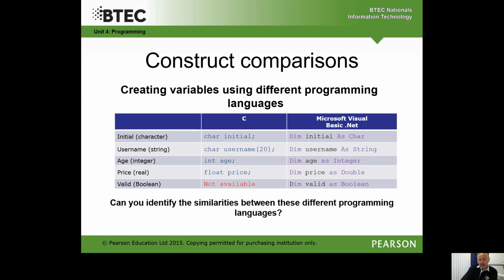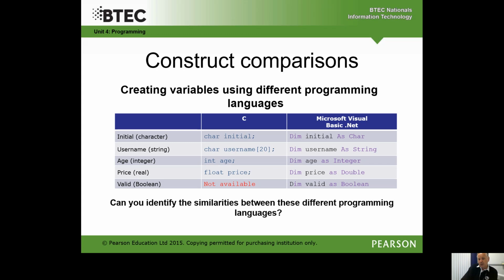Username would have a string of characters. In C, char username 20, which means this particular string has a maximum length of 20 characters. Dim username as string is used in Microsoft Visual Basic. Age would be an integer because an age is a number without decimal places. So it's int age, semicolon, in C, and dim age as integer, in Visual Basic. Price would be a real number or a floating point number because you want it to have decimal places potentially.